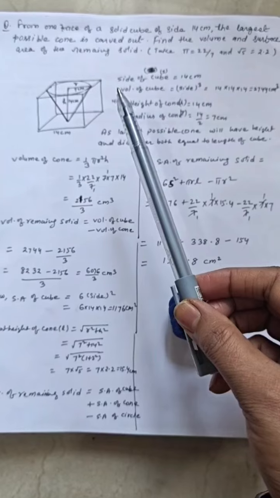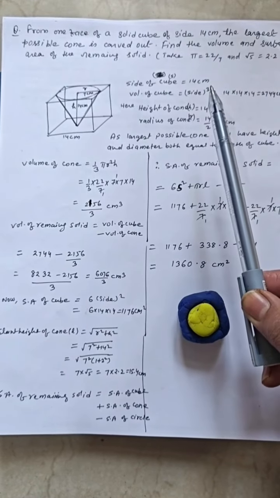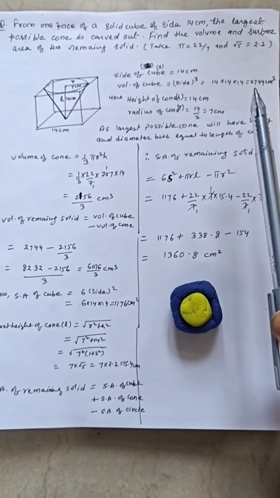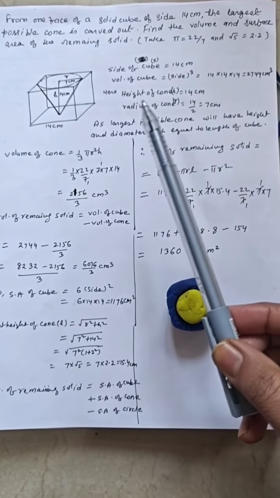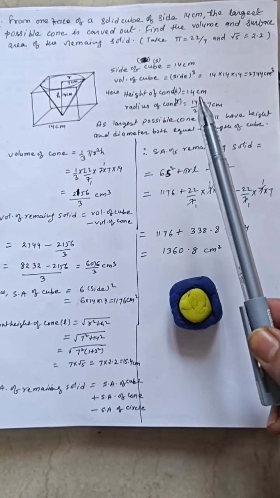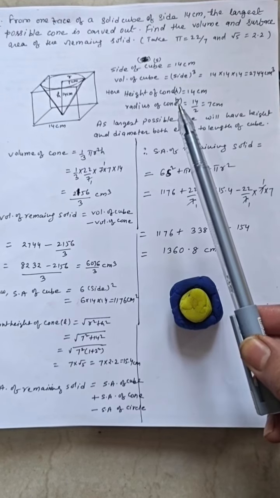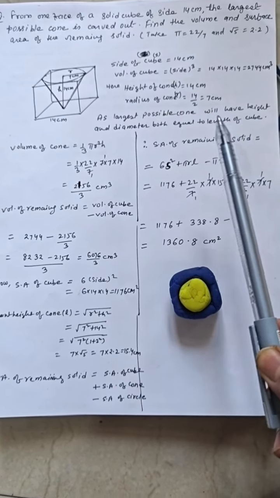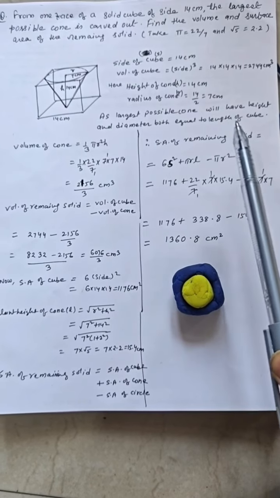Now come to this. Side of the cube is equal to 14 centimeter. Volume of the cube will be side cube, so 14 into 14 into 14, 2744 centimeter cube. Height of the cone is h, that is 14 centimeter, and radius of the cone, that is r, 14 by 2, 7 centimeter, because the largest possible cone will have height and diameter both equal to the length of the cube.